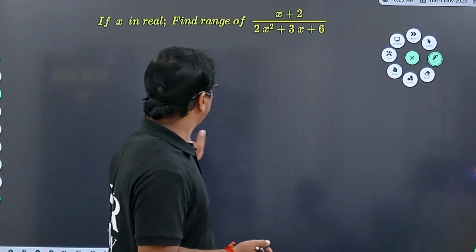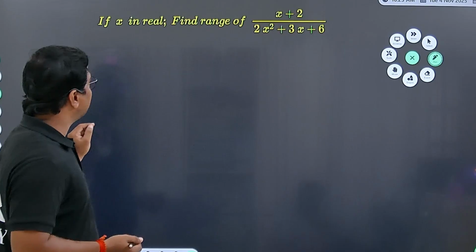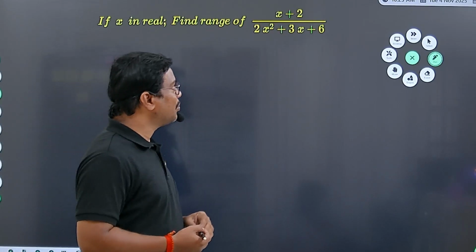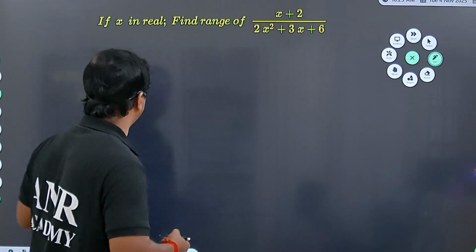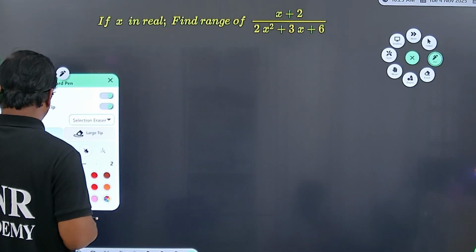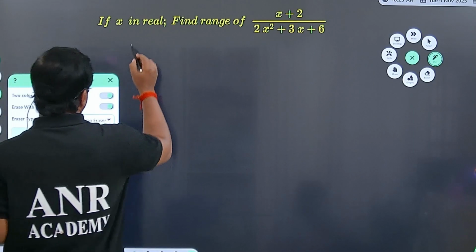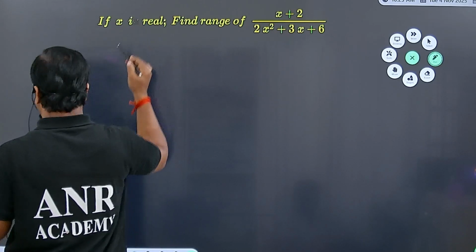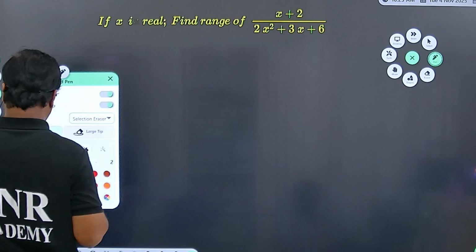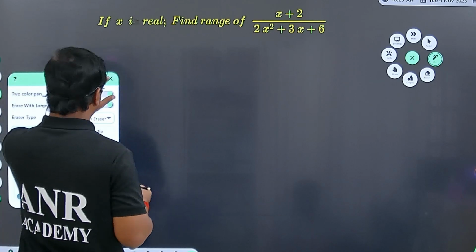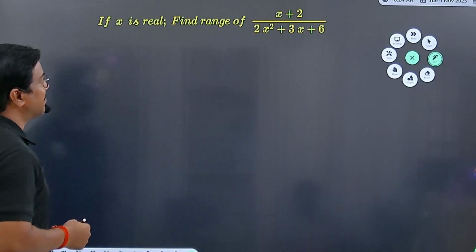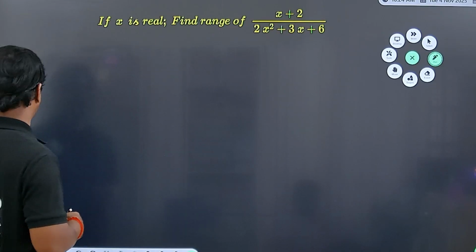Let us see first question. If x is real, find range of (x plus 2) divided by (2x square plus 3x plus 6). This is the question. Given in the question, the value of x, that is real number, and given by the function (x plus 2) divided by (2x square plus 3x plus 6).